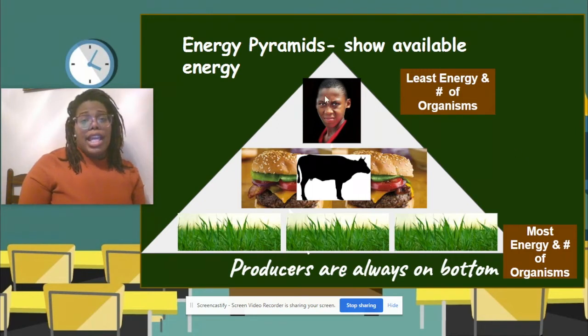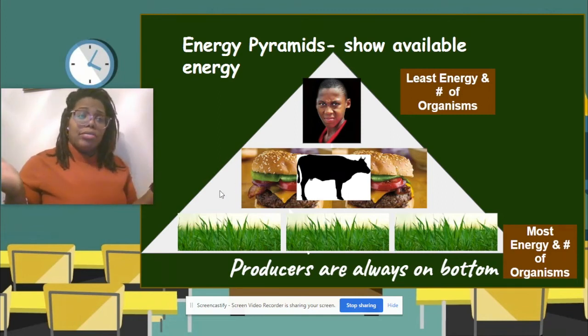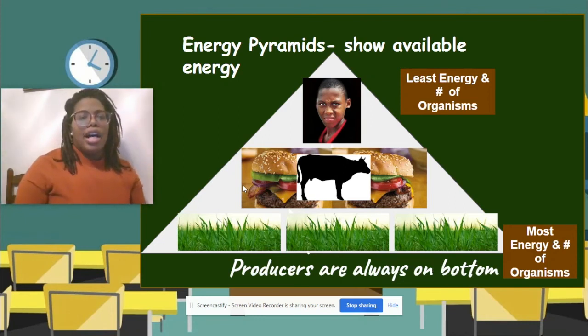In addition, if you flipped it, and let's say, for example, you had 3 humans here and you only had 1 hamburger, then you could see that that would be a problem. What would those humans do? Once they ate that 1 cheeseburger, they wouldn't have anything else to eat. And that would offset the entire balance of our energy pyramid and our ecosystem, which would be a bad thing.